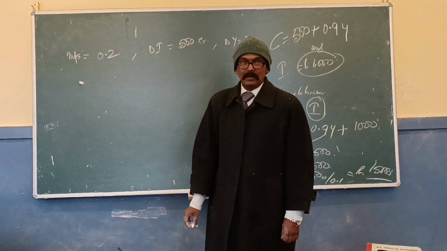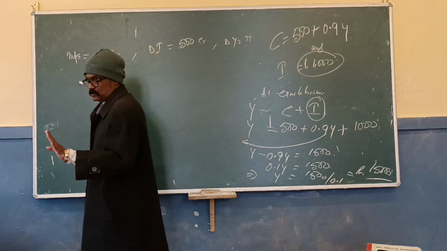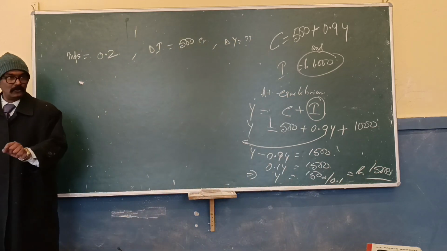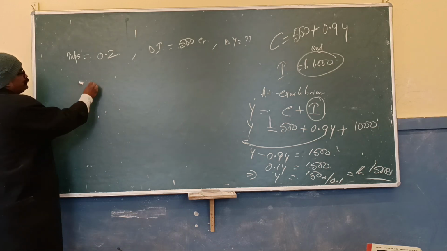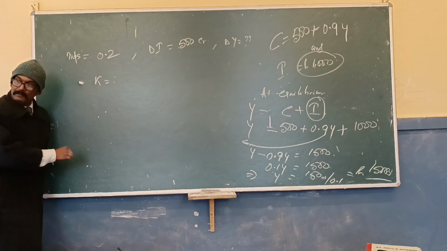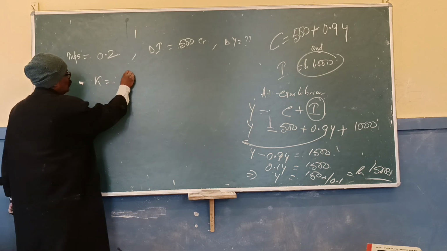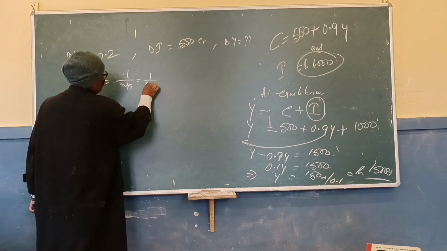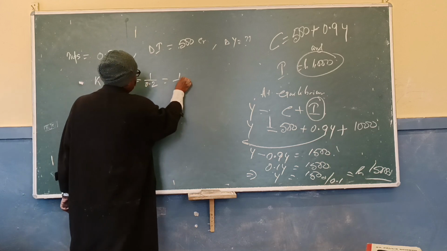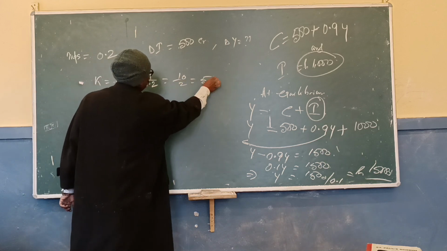I will do the sum in two steps. Many of you can do it in one step, but I will do it in two steps so that it becomes easy. Just now I taught you that K is the investment multiplier. This is equal to 1 by MPS. That is 1 by 0.2, that is 10 by 2, which is equal to 5.